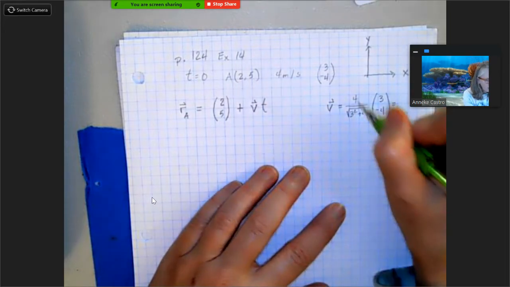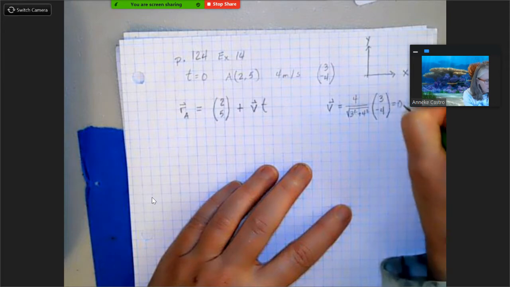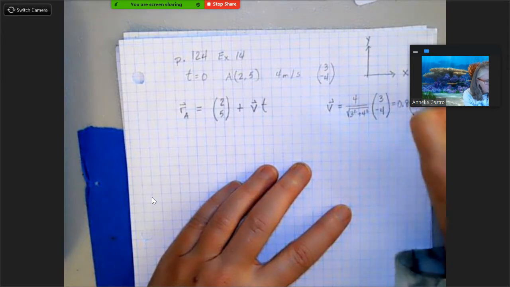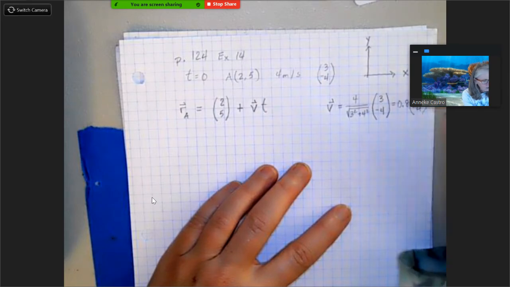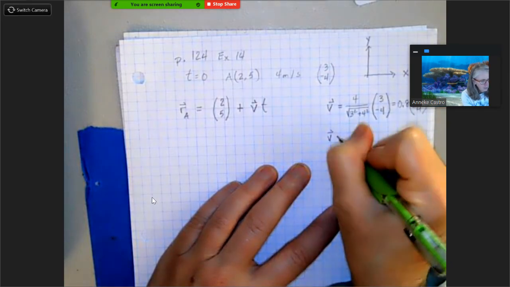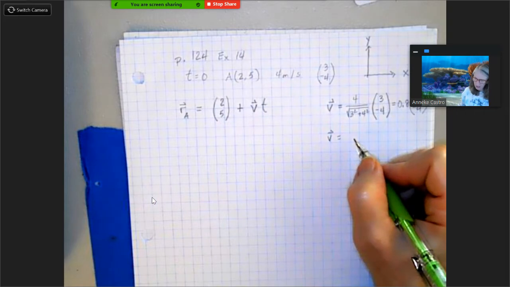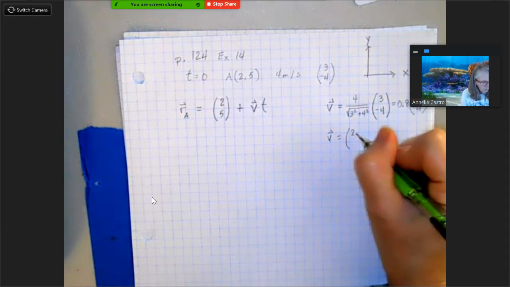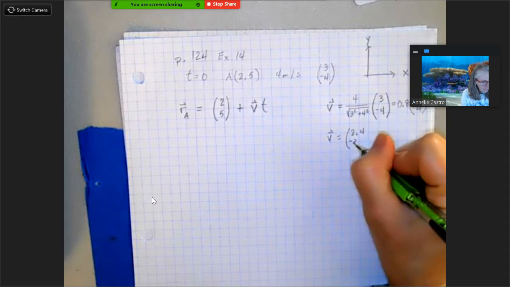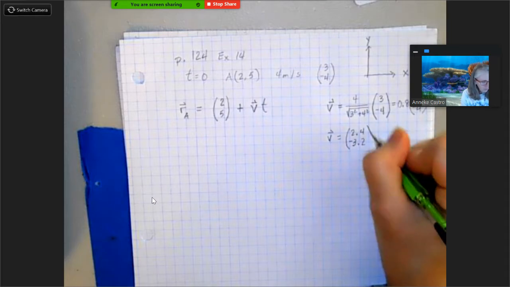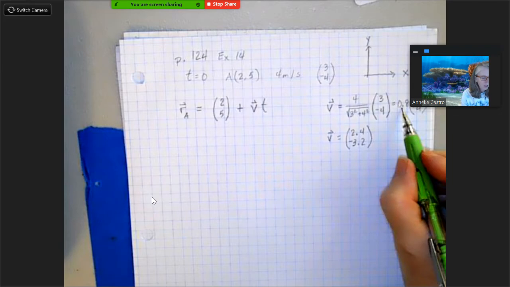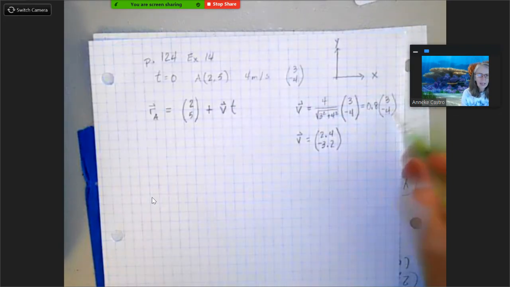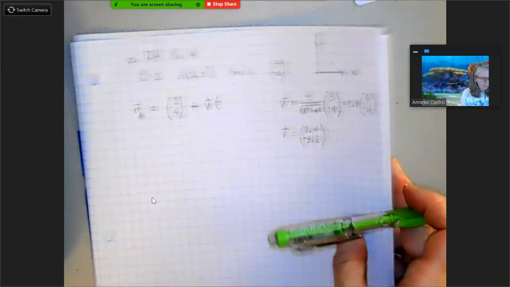So I have 4 divided by 5. 4 divided by 5 is 0.8. So I'm going to have 0.8 times (3, -4). So my velocity vector is going to be equal to, I already did it on my calculator, so I'm going to just write it down. My velocity vector is going to be (2.4, -3.2). That's my velocity vector after I multiply both the 3 and the -4 by 0.8.